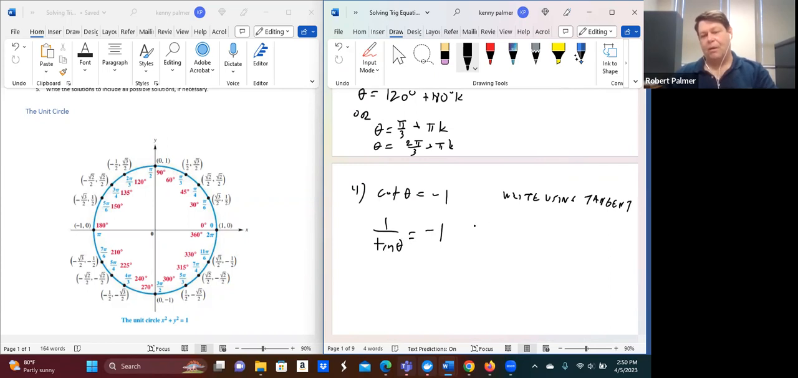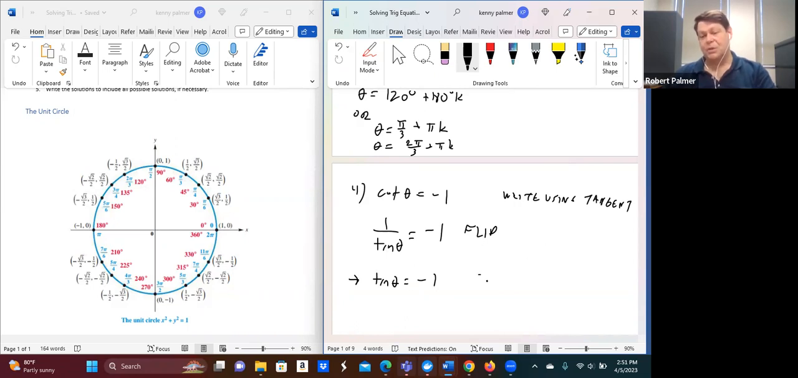Of course, cotangent is 1 over tangent, so 1 over tangent of theta is equal to -1. Now we can flip both sides. One thing you can do with an equation is take the reciprocal of both sides at the same time. That's also the same equation. So just flip both sides. This would be tangent of theta over 1, or just tangent of theta, and that's going to be 1 over -1, which is still -1.